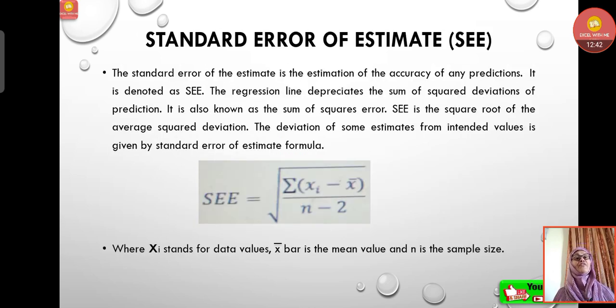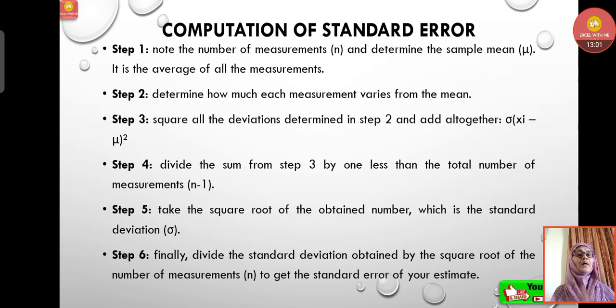Now standard error of estimate, that is SEE. The standard error of the estimate is the estimation of the accuracy of any prediction. It is denoted as SEE. Formula is given where Xi stands for data values, X bar is the mean value and n is the sample size. Now how we compute this standard error, very important here.